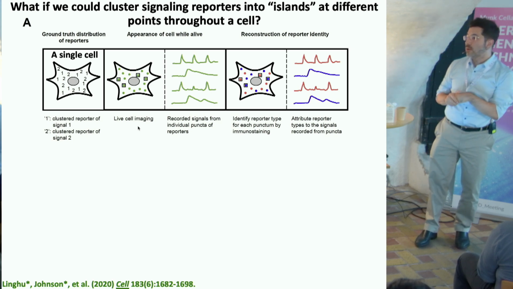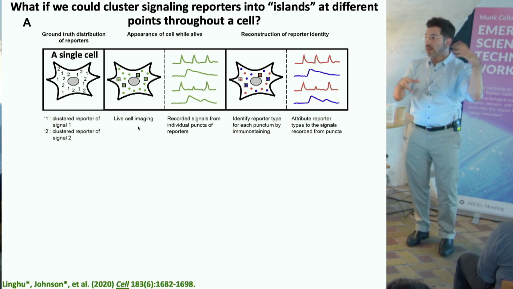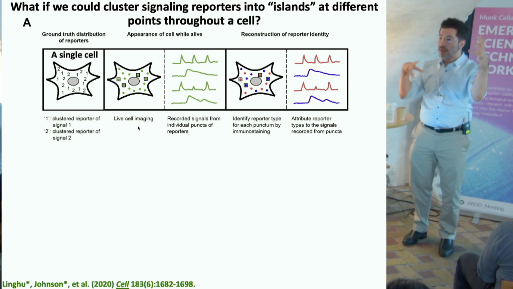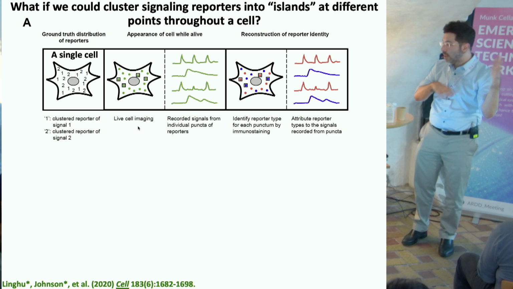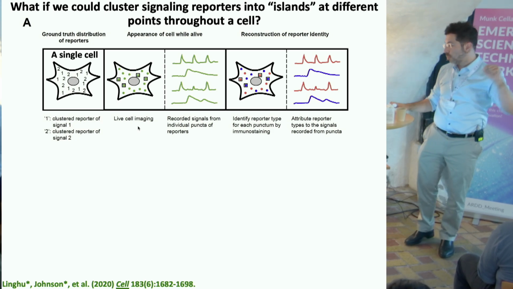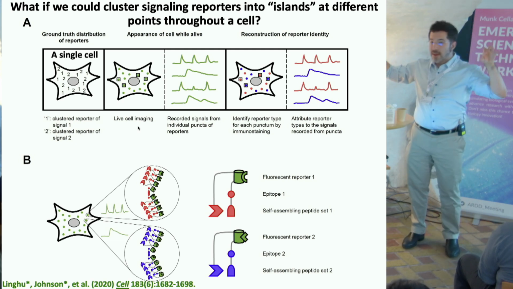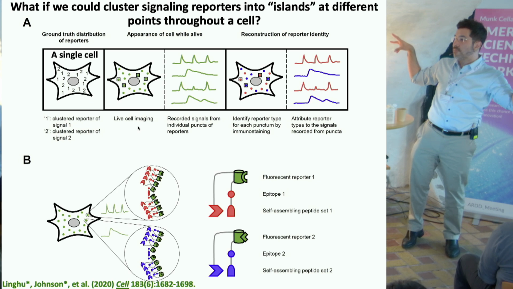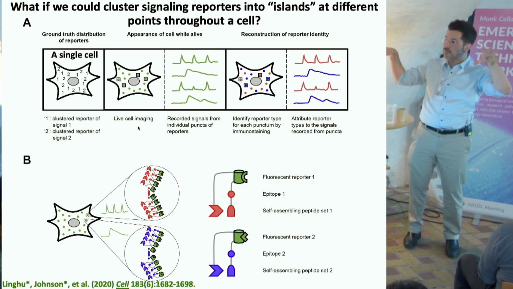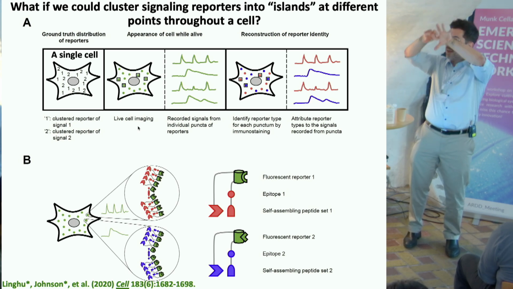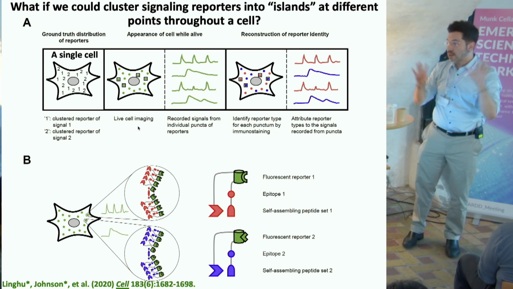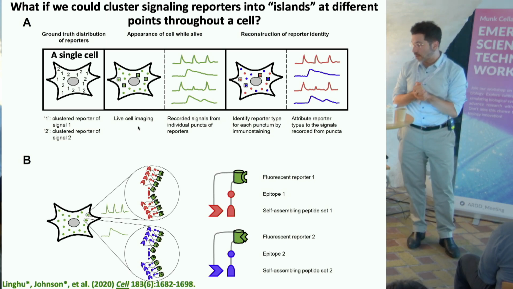And then when you're done with your experiment, you preserve it, and then using techniques like I talked about in the first part of the talk, where you can stain an image and so forth, you can figure out which reporter was at each point. So here's how we make it work. We can take different fluorescent reporters and fuse them to different self-assembling peptides. So these are proteins that are kind of like the coat proteins of viruses. They self-assemble into clusters, except they're artificial, so they're not going to mess up the biology.